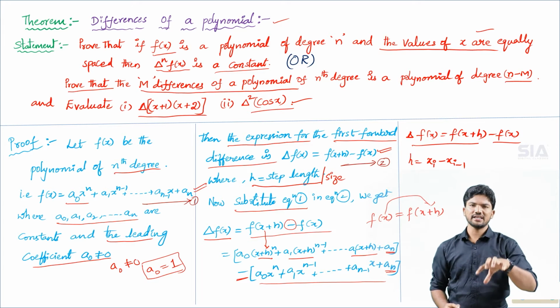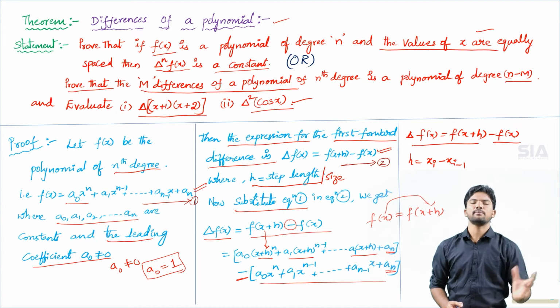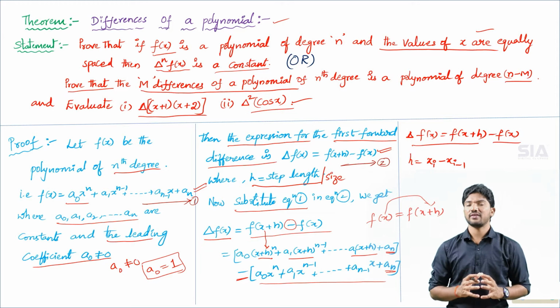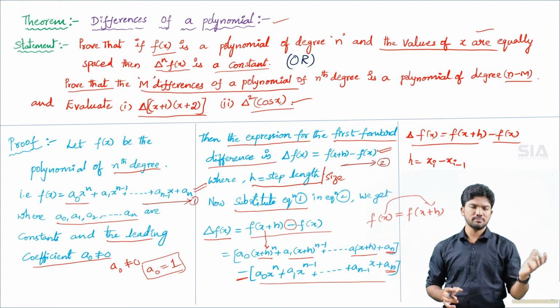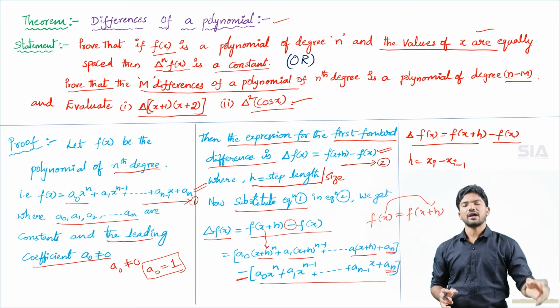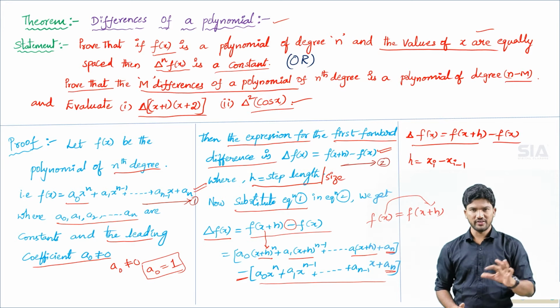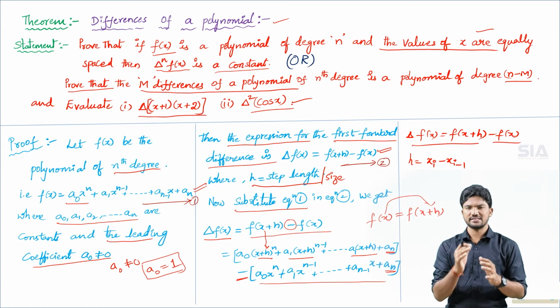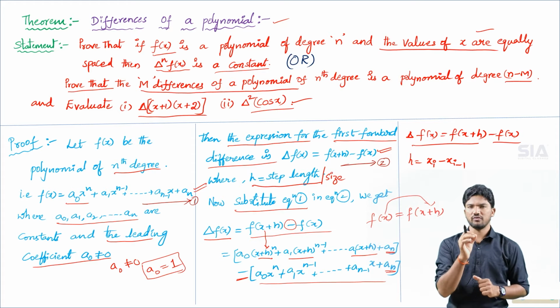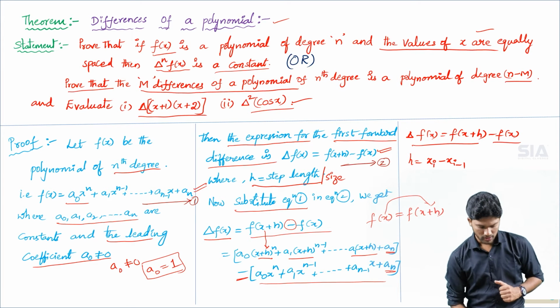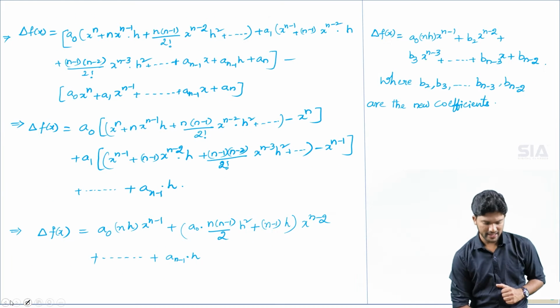So we are taking the first difference of the given polynomial. Don't get confused between differentiation and difference. Here we are taking the difference, we are not taking the differentiation. Difference we can denote symbolically with a delta. We are using forward difference, so we are denoting it as delta.